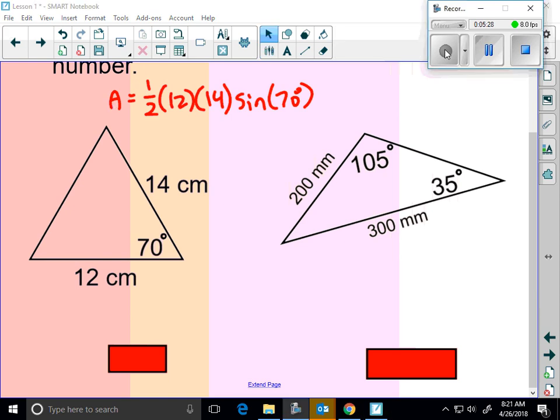Did anybody have an answer? Want to fire one out there? Say again. 79? I got 79. Square centimeters. Remember, this is area, right? So this would be centimeters squared. Okay. As we look at the next one, what's the problem? We have two sides, but we don't have what?